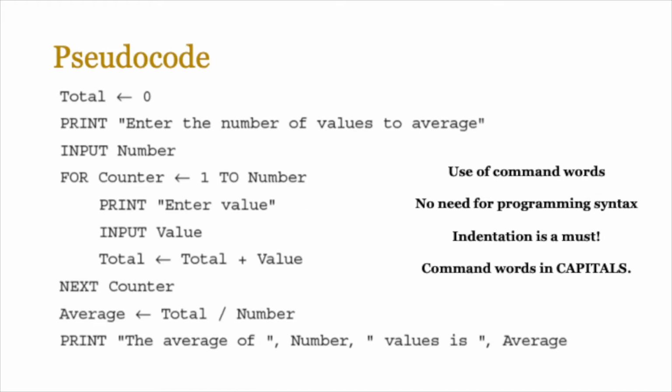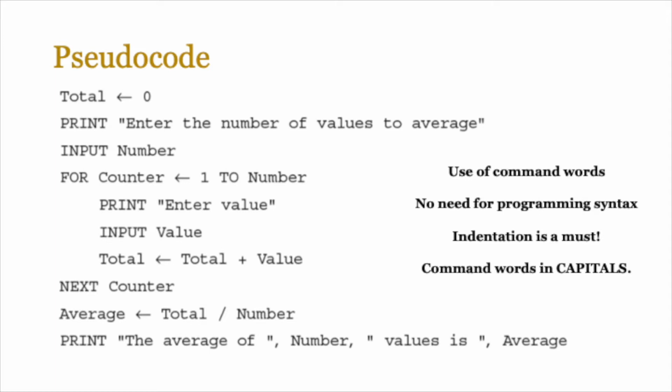Next up is pseudocode. Now, pseudocode gets a bit more closer to programming languages. So we end up using things like command words, print, input, next, for, all of those kind of command words come into play here. There is no need for the programming syntax. So if you think about in Python, there might be a colon at the end. We don't need to put any of those kind of things, but we do need to have something which is exactly like programming code, which is called indentation. That makes the pseudocode much more readable.